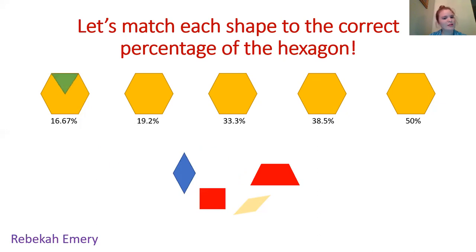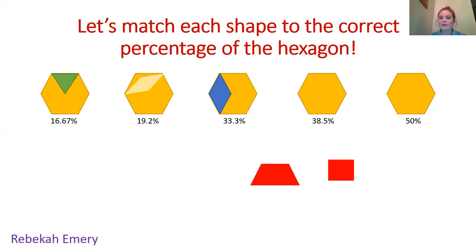I think it would be the triangle, the green triangle at 16.67%. The next one is the tan rhombus at 19.2. The third one would be the blue rhombus at 33.3. And the fourth one would be the red square at 38.5. And the last one would be the red trapezoid at 50%.